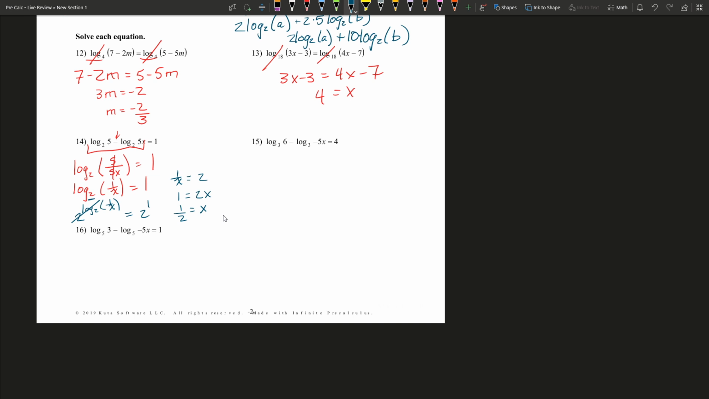Same thing for number 15. The first thing we're going to do is condense the left-hand side. So when you do that, we get log base 3 of 6 divided by negative 5x is equal to 4. Again, in order to undo the log, we make all of this in red an exponent of 3. So it'll look like 3 to the power of log base 3 of 6 divided by negative 5x is equal to 3 to the power of 4.